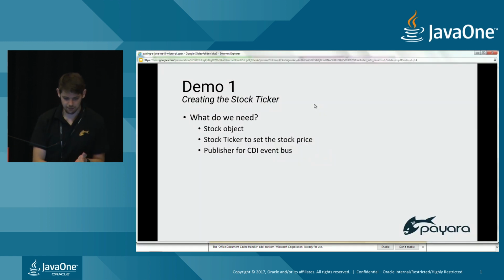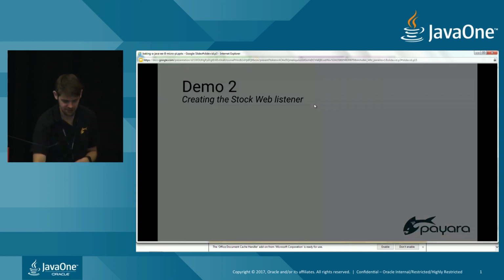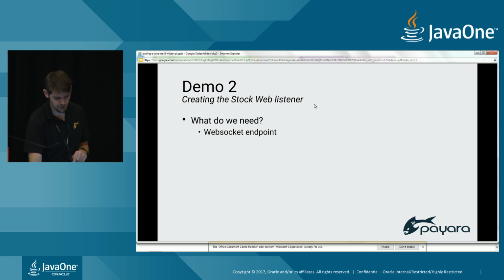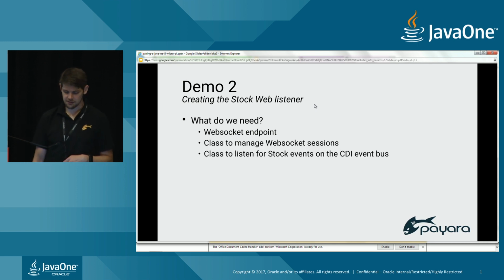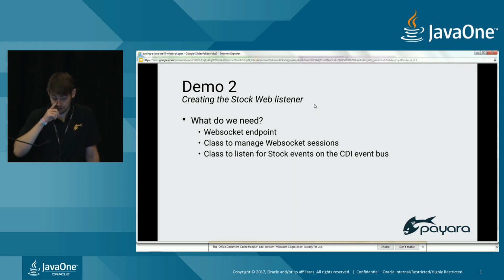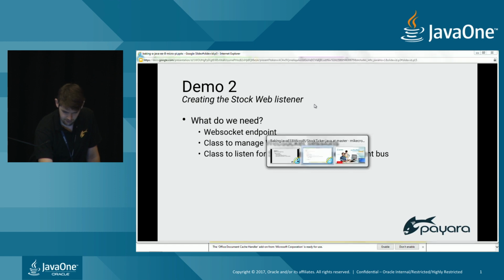Okay, so we've got the StockTicker that sets the stock price, and we've got a publisher for the CDI Event Bus. For the StockWeb listener, we're creating a WebSocket endpoint, which is just the standard API that's been around since Java 7. So at this point in the demo, all we're using is Java 7 stuff and existing technologies. We'll start there and add the Java 8 stuff later. We need a class to manage the WebSocket sessions, and for each session that's registered, we push things out via the on message, I think, and then a class to listen for the stock events on the CDI Event Bus.